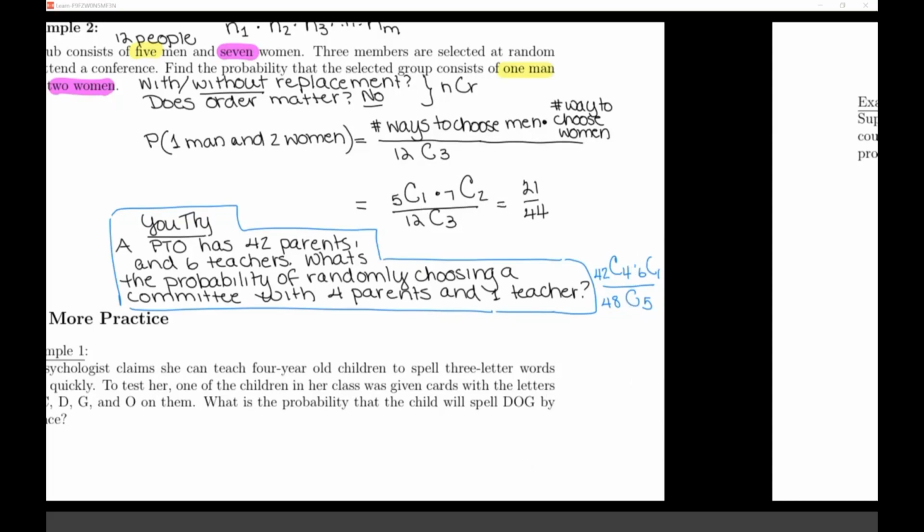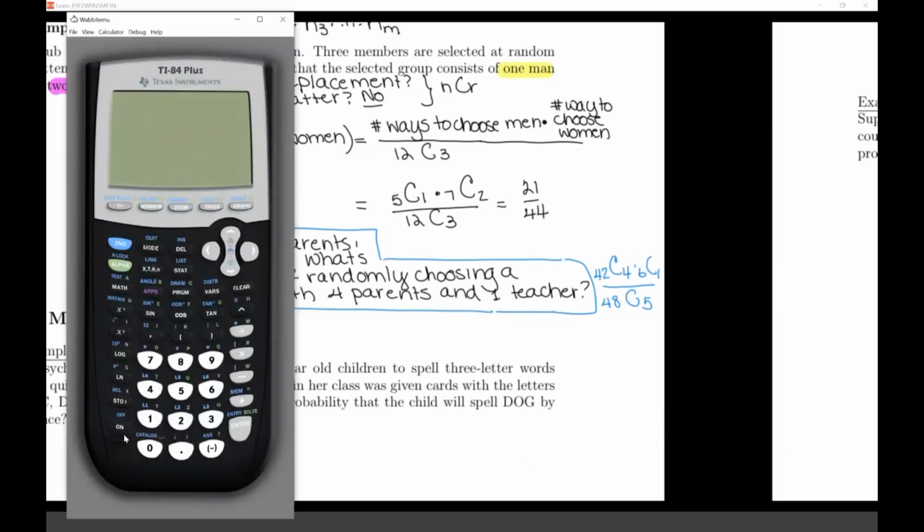Once you get here, it's just a calculator problem. You just need to find the combination values and keep track of them. So again, if I do it on my TI-84, my numerator is going to be 42 choose 4 times 6 choose 1 on the top, and on the bottom, it's going to be 48 choose 5.